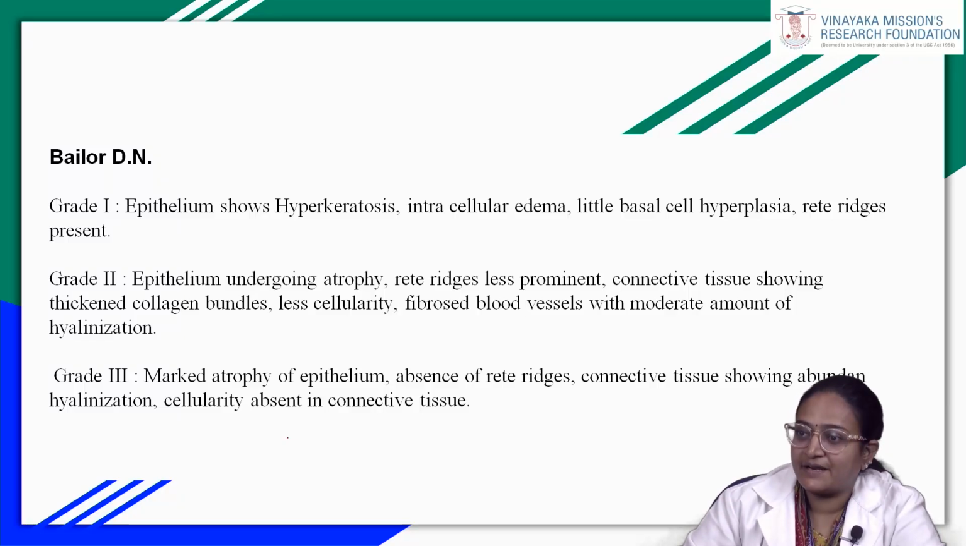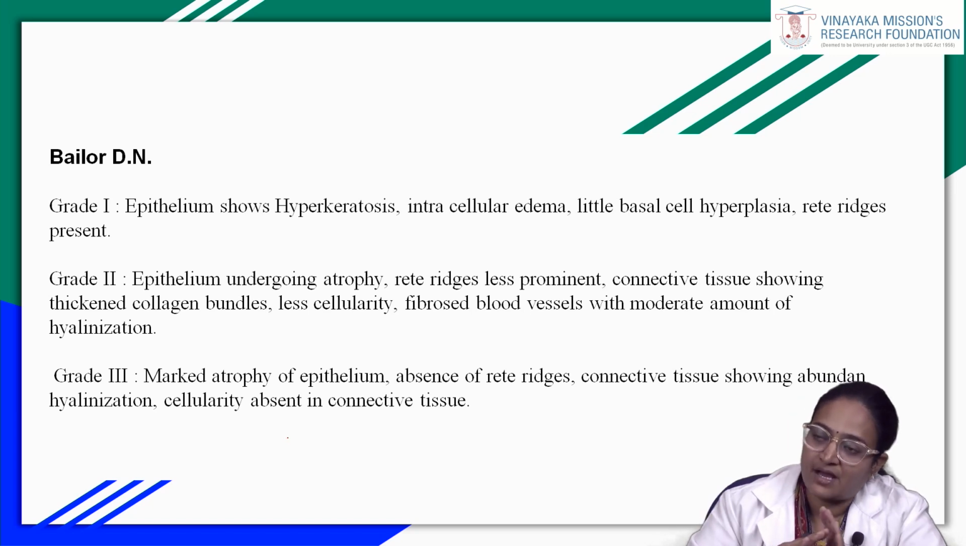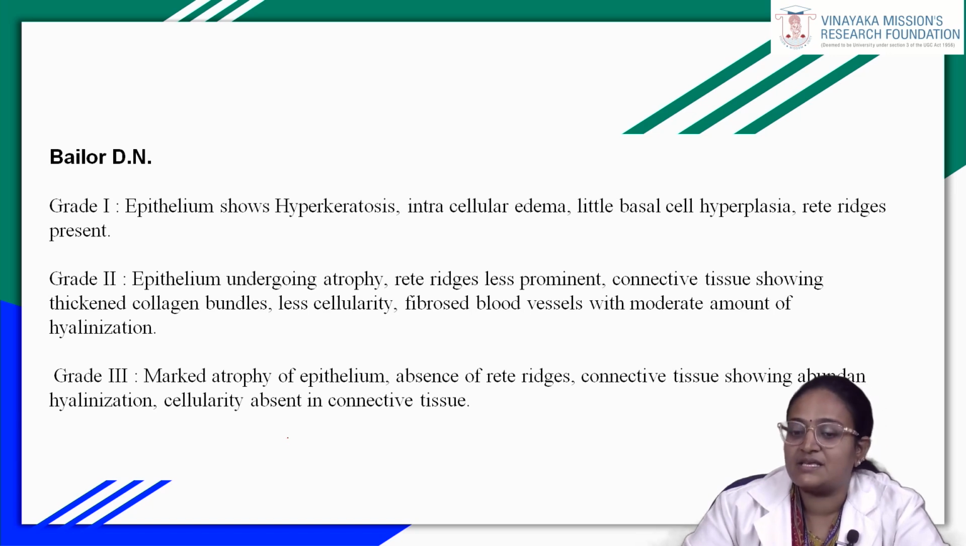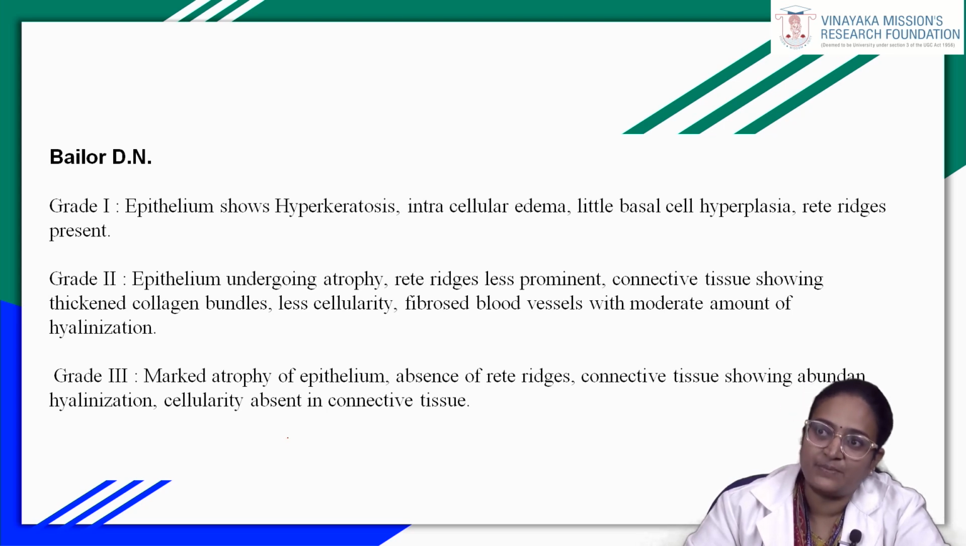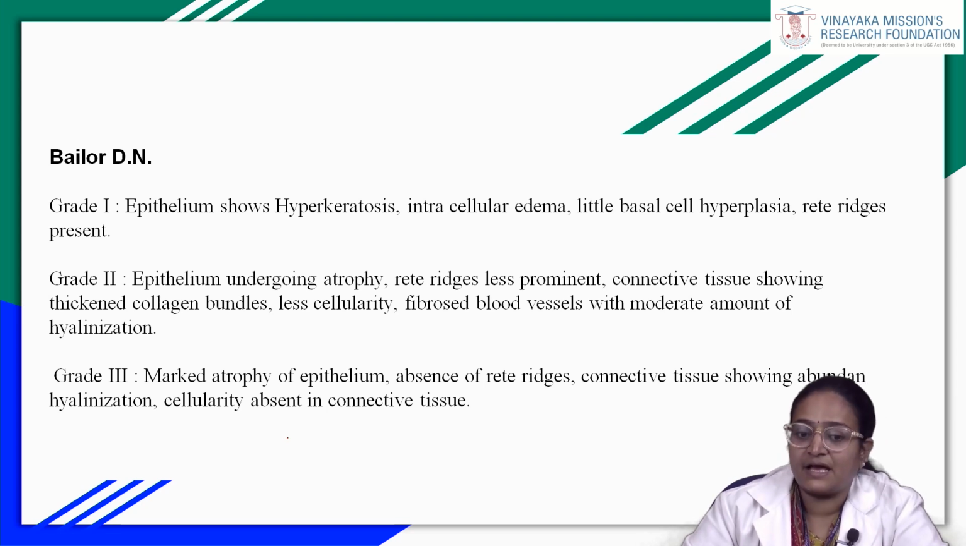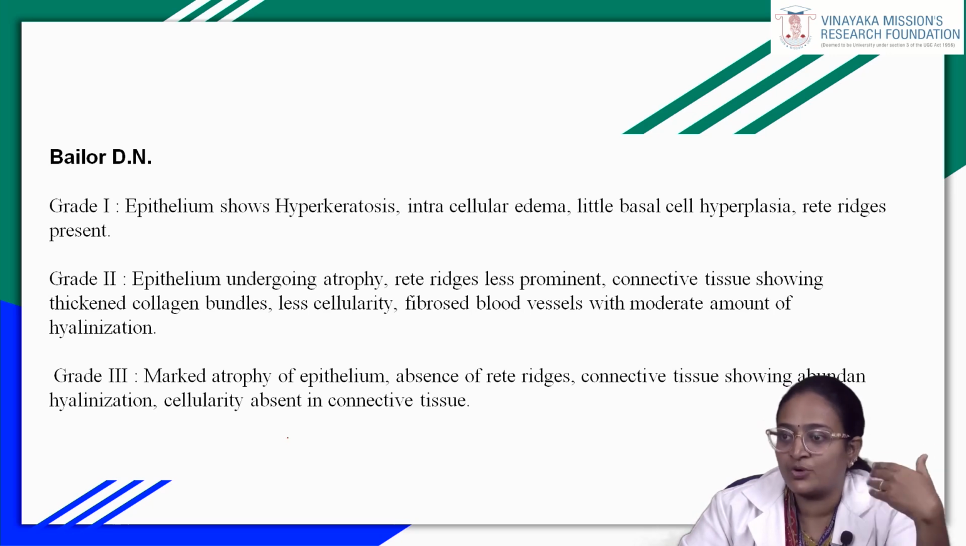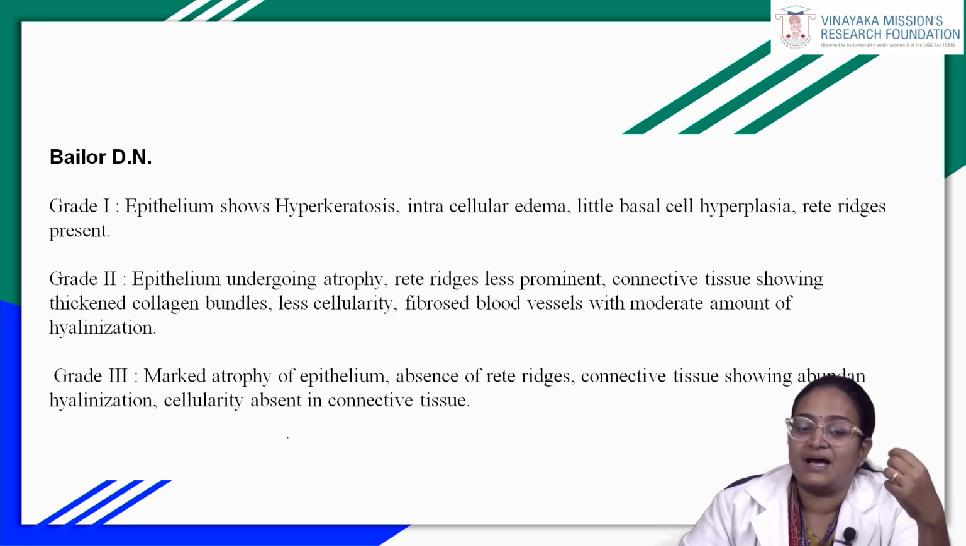The histopathological grading: grade 1 is the early oral submucous fibrosis cases. I told you already there will be hyperplasia and hyperkeratosis in the epithelium, and you can see intracellular edema and little basal cell hyperplasia, and rete ridges will be present. And grade 2, the epithelium undergoes atrophy and rete ridges are less prominent, and the connective tissue shows thickened collagen bundles, less cellularity and fibrosed blood vessels with a moderate amount of hyalinization.